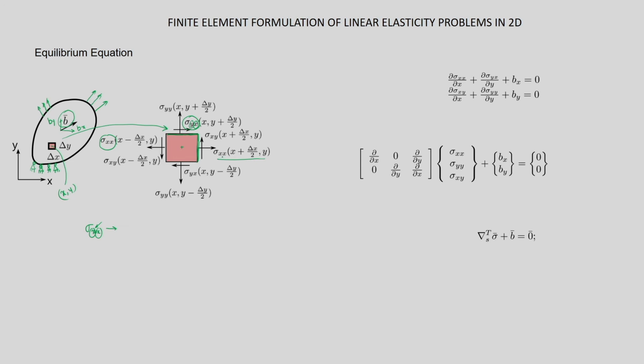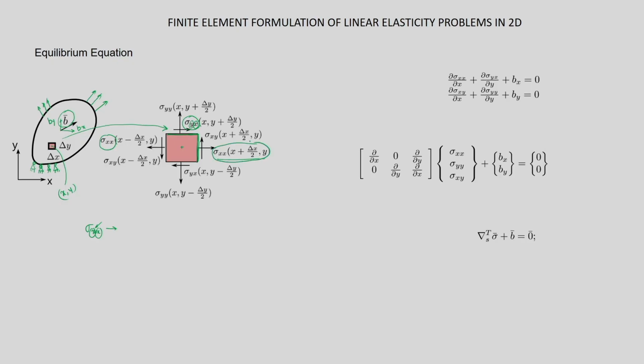Alright. So first we will consider the equilibrium in the x direction. So we will consider all the forces that are acting in the x direction. So we will look at all the stress components of which the second subscript is x. So we will look at sigma xx. Alright. We will consider sigma yx here. Similarly we will consider sigma xx here and sigma yx here. So these are the four stress components that are acting in the x direction. Their signs are opposite.